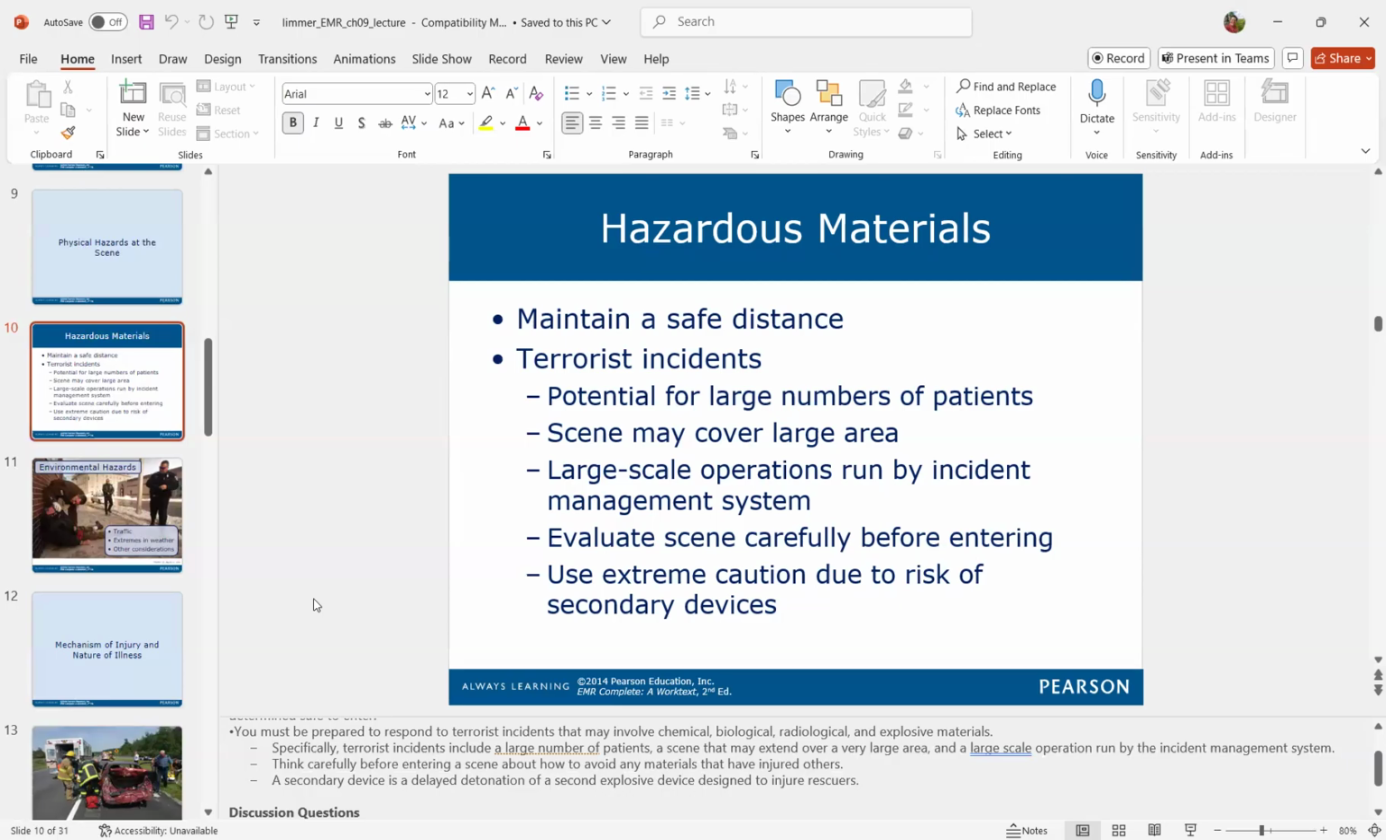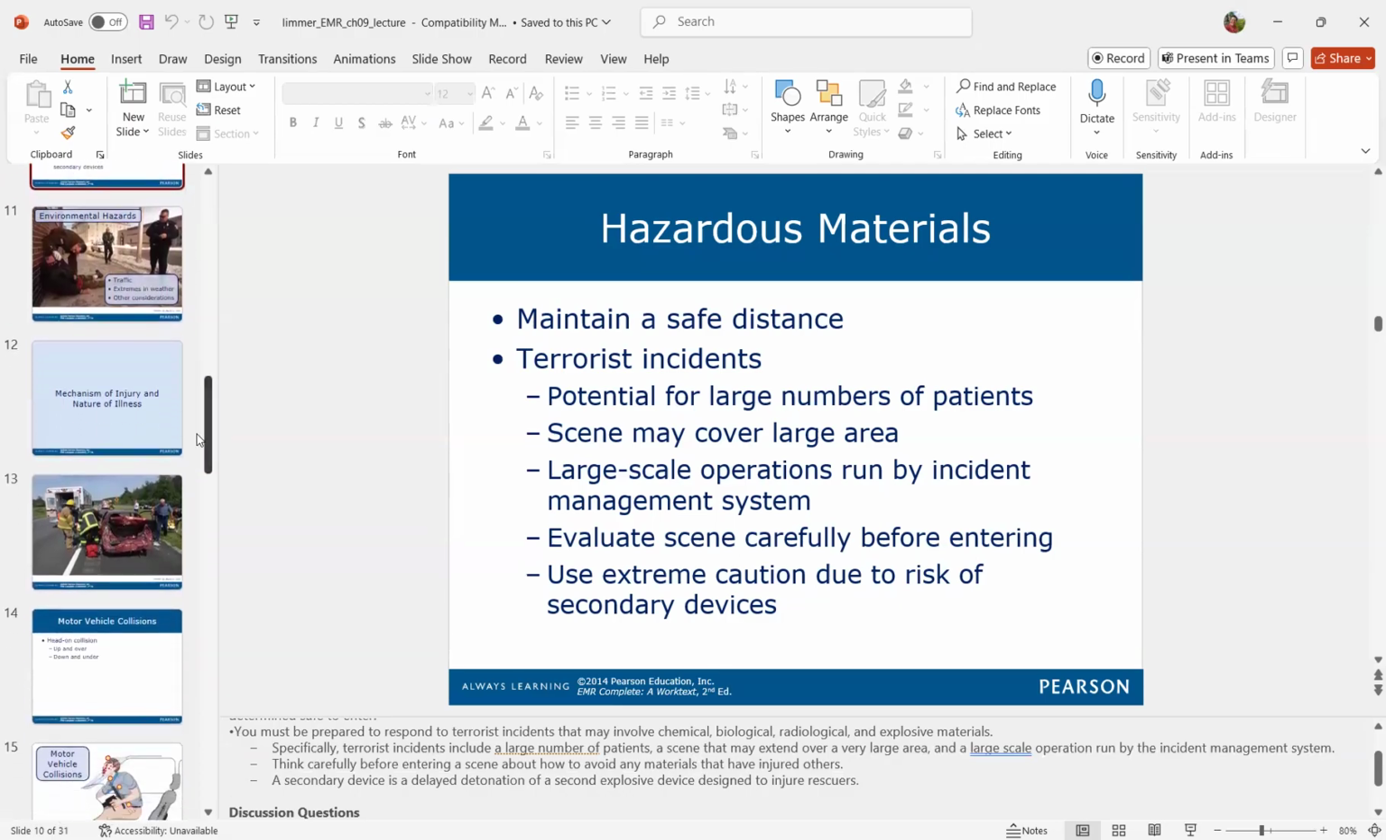Secondary devices are a delayed detonation. These are a secondary explosive device designed to injure us as rescuers coming in to disrupt the scene even further. So just know that things like that are out there, targeting us.